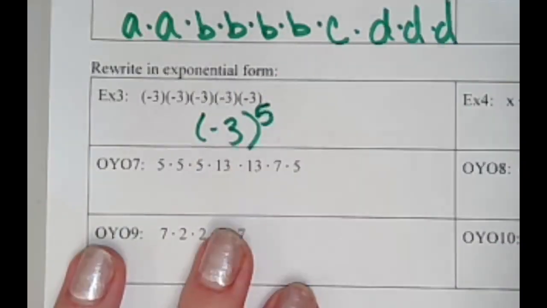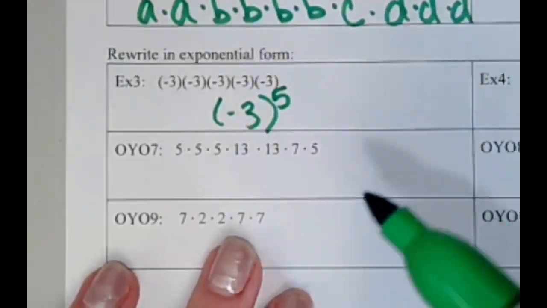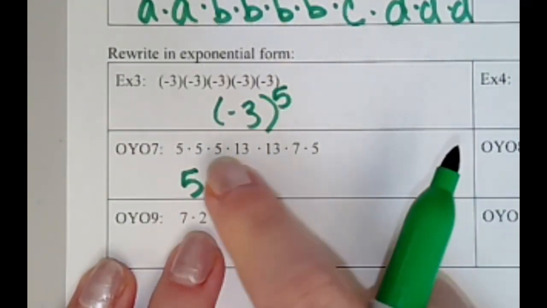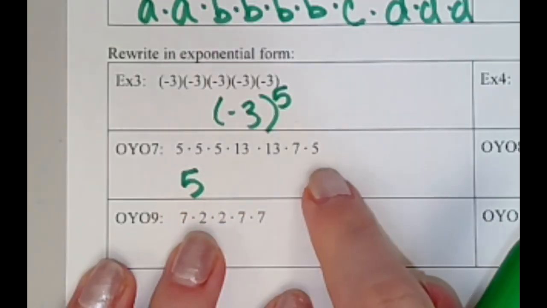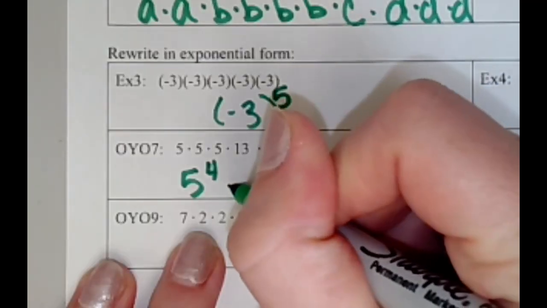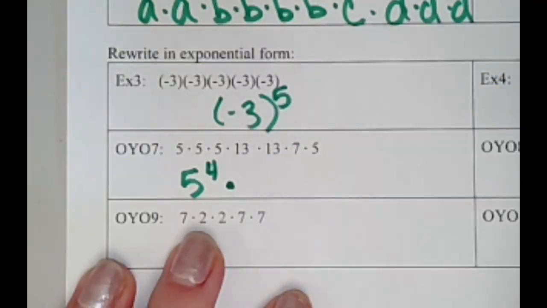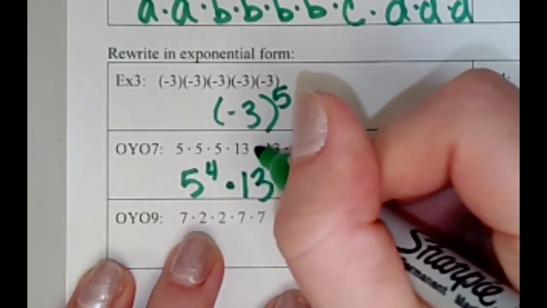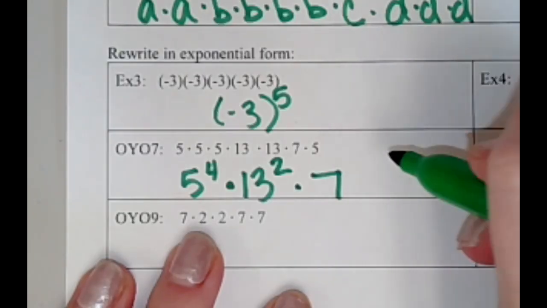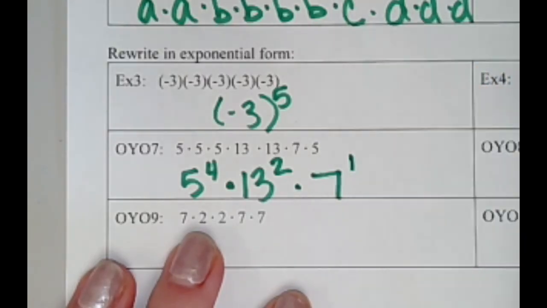If you have more than one base, it's all multiplication, so you just do one at a time. Let's start off with 5 since that's the first base I see. There is 1, 2, 3, 4 5s, so that's 5 to the 4th power, times, I see another base of 13. I have 13 times 13, which would give me 13 squared, times, I also have a base of 7. So 7's just listed once. It's understood to be to the 1st power. If you wanted to put a power of 1 there, you could write that in as well.